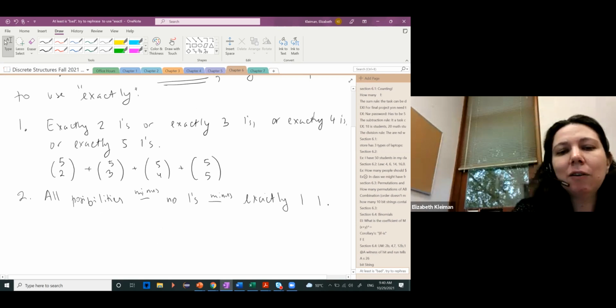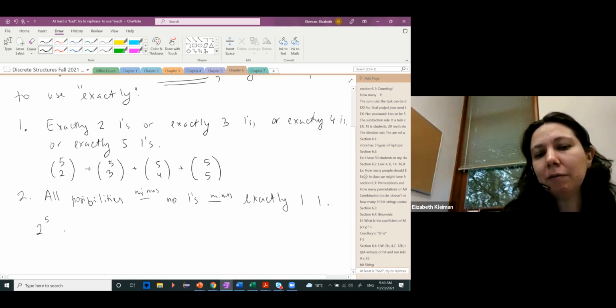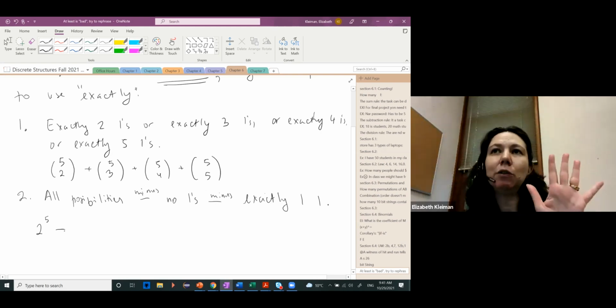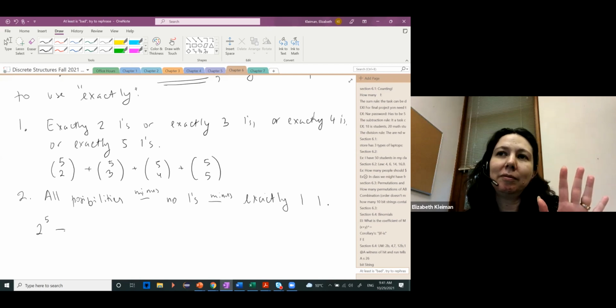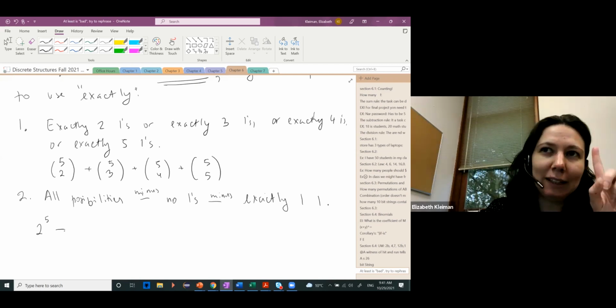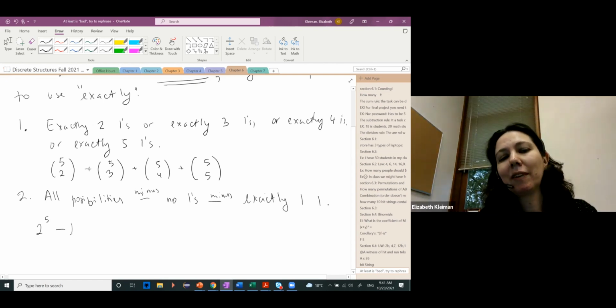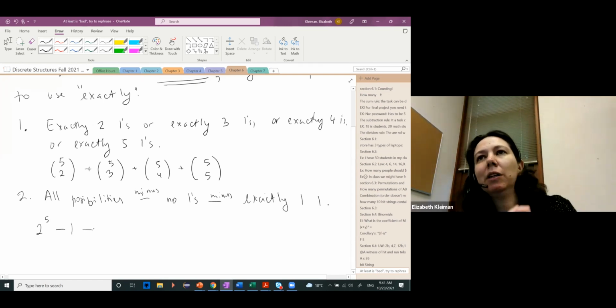So now this one, all possibilities we already said is 2 to the power 5. How many bit strings of size 5 do not have ones at all? Yes, I see 1. 1 is good. And then how many strings have exactly 1, 1?